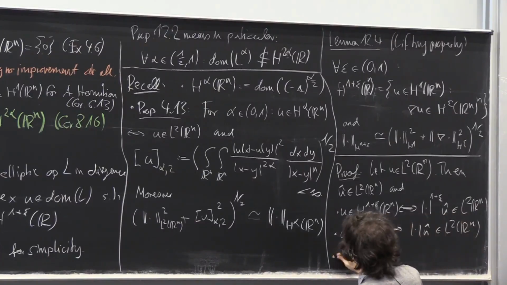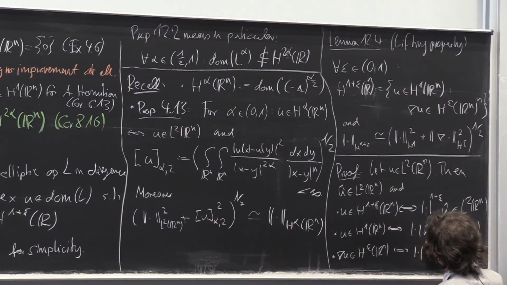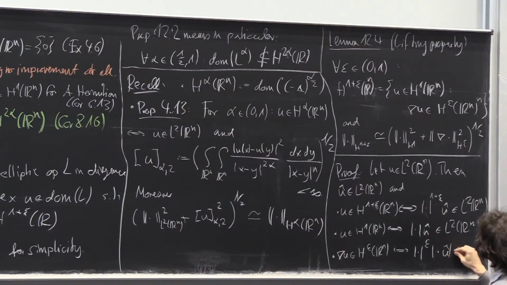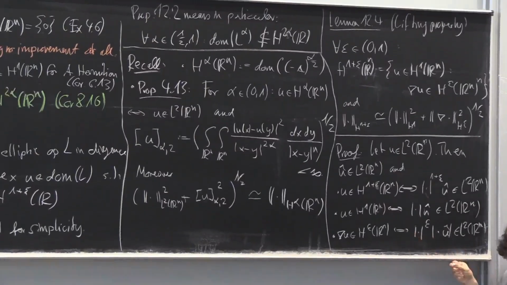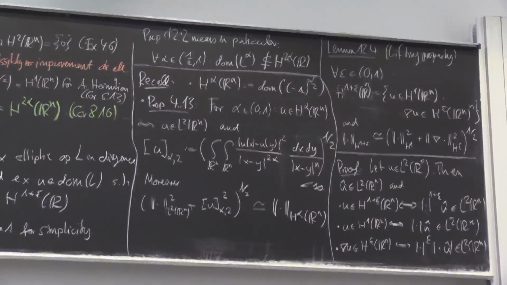And the gradient of U is in H epsilon. This is also something we need if and only if modulus of psi to the epsilon, modulus of psi multiplied with U hat is in L2. Psi multiplied with U hat is more or less the gradient. And if you multiply this again with psi to the epsilon, this means the gradient is in H epsilon. Okay. And using these characterizations, we can now prove the equivalence of norms.